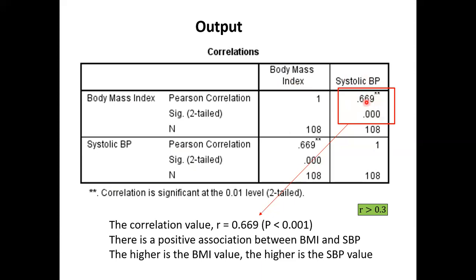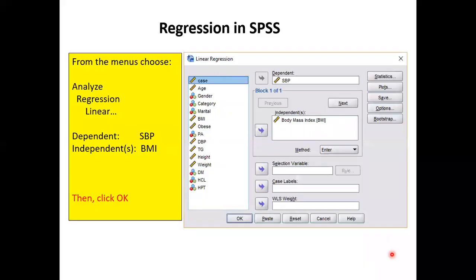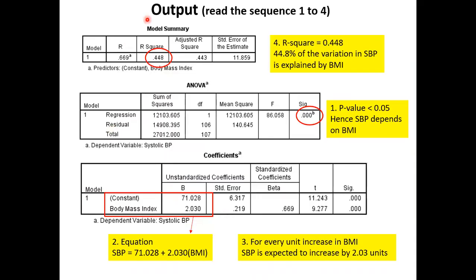Biologically, let's say we can prove that when the weight increases, BP increases. Then we proceed with regression. Again, BP, BMI. Just click OK. So this table, selected tables. There are more tables, I just selected some tables. Follow the sequence: 1, 2, 3, and 4.